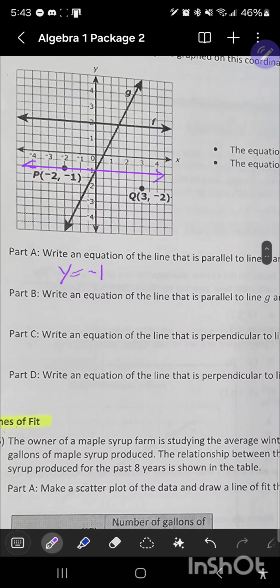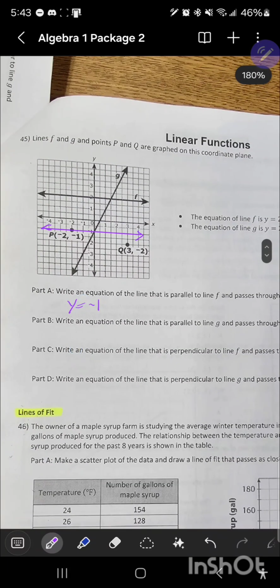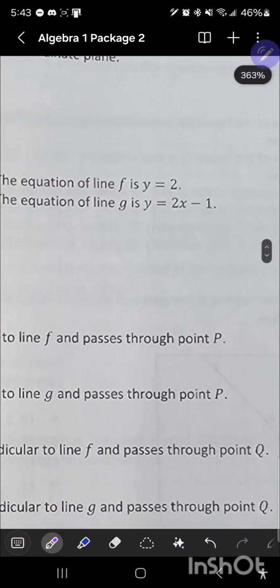Now, for an equation of a line that is parallel to line G and passes through point P, this is kind of simple. For parallel lines, we use the same slope. And we already have the slope from line G. So for line G, the slope is going to be 2 because they're telling us so.